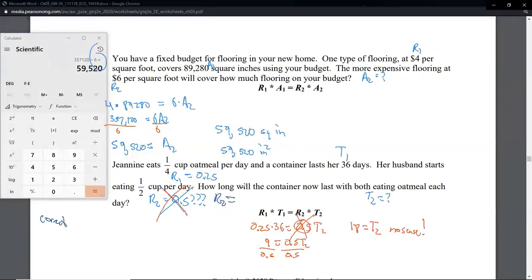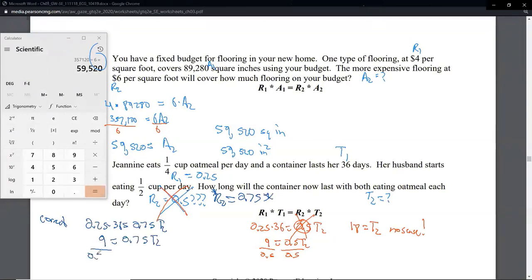So correct, R2 is actually 0.75 per day. And that's what 1/4 plus 1/2 is. That's 0.25 plus 0.5. This is the actual consumption together because they're both eating. It's not just the husband eating half a cup, it's him eating a half plus the wife eating a quarter. So the correct problem is 0.25 times 36 equals 0.75 times T2, which still gives you 9 on the left, but now you'll be dividing by 0.75.